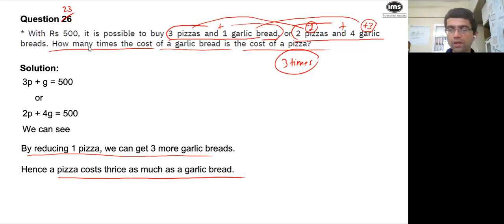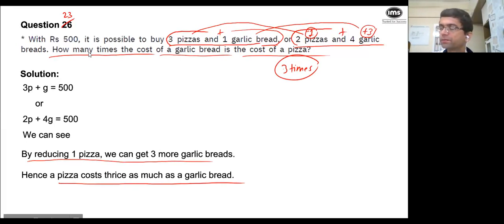Hope all of you are with me as we move on to challengers. Before that, quadratic equations. Yeah, Ritika. See, what did I say? If I change from 3 pizzas to 2 pizzas, I am reducing 1 pizza. It's as if I am replacing a pizza with 3 more garlic breads. Correct? 1 garlic bread becomes 4. So reduce 1 pizza, accommodate 3 garlic breads. That means cost of 1 pizza should be same as 3 garlic breads because my total spend is same. Clear, Rishita?